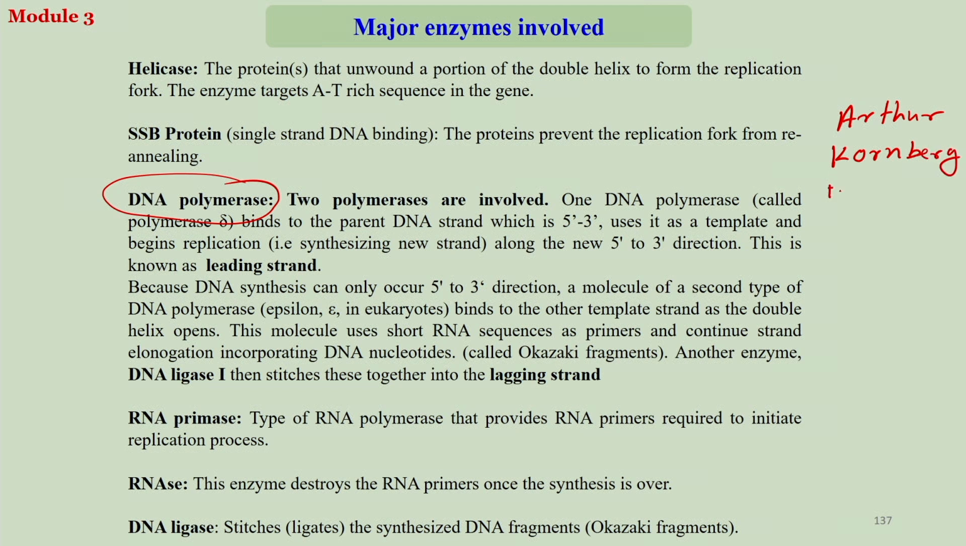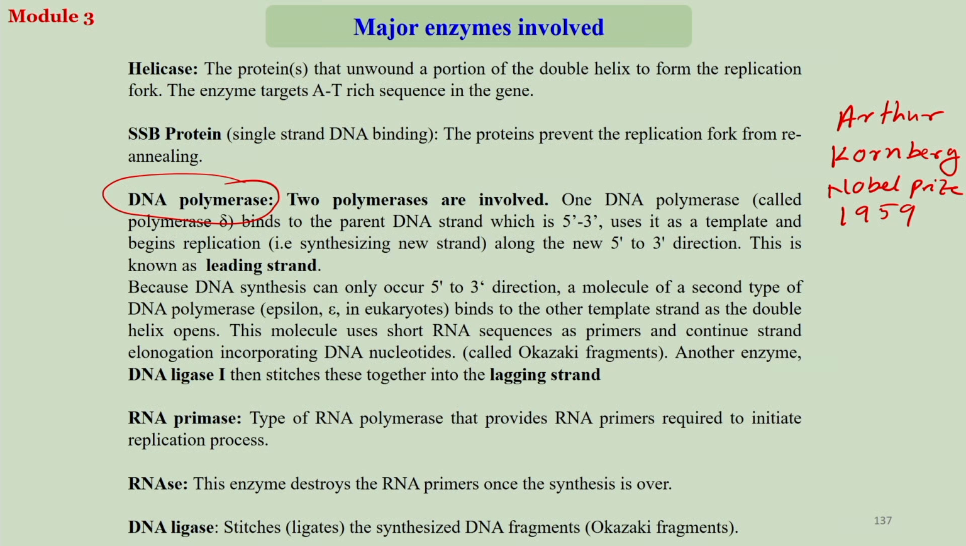who received the Nobel Prize, I guess in 1959, for his isolation of the enzyme DNA polymerase. This is the key enzyme involved in the whole replication process. All the other enzymes act as supporting enzymes.